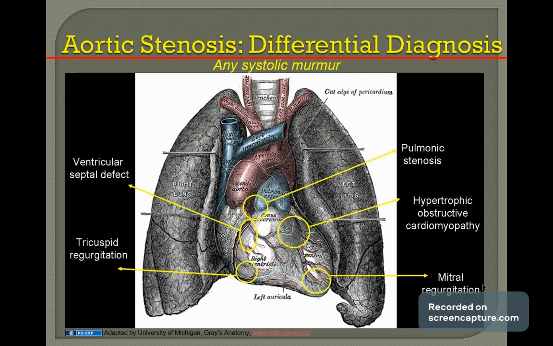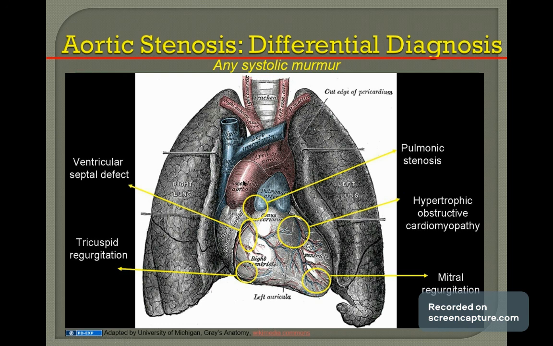While in the case of pulmonary stenosis, there is also a systolic murmur. Systolic murmur here, systolic murmur here. Differentiate them because the pulmonary side is on the other side. This murmur will increase on inspiration, not in expiration. But this murmur here, of aortic stenosis, will increase in expiration, not in inspiration.